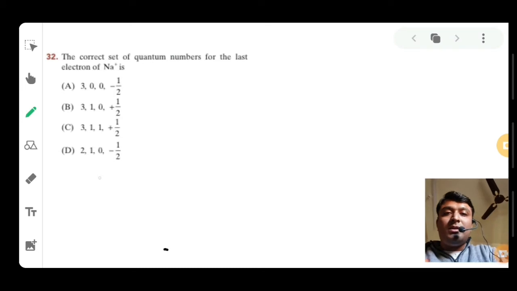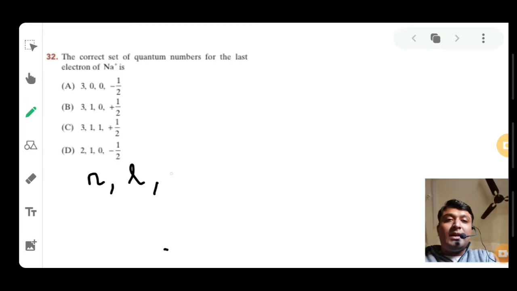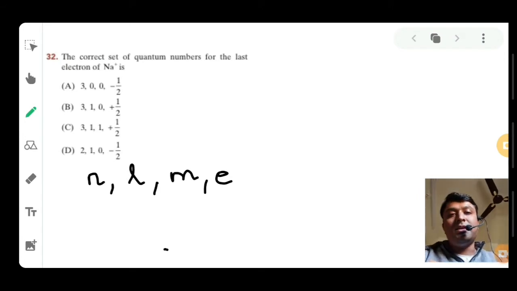So basically there are four quantum numbers for an atom or an ion. First quantum number is principal quantum number, that is n. Second is your azimuthal quantum number, that is l. Third is magnetic quantum number, that is m. And last one is electron spin quantum number, that is s. So turn by turn we will find each and every quantum number.